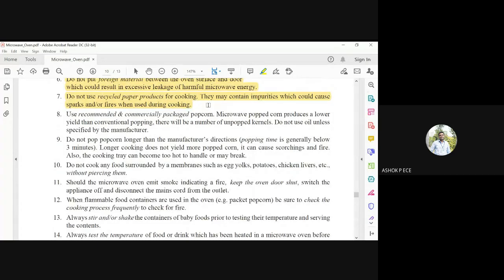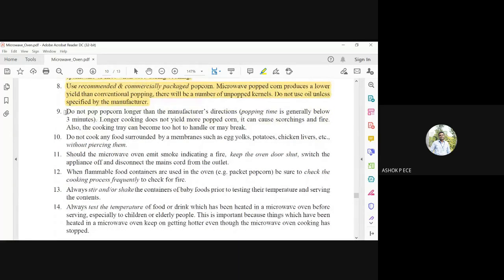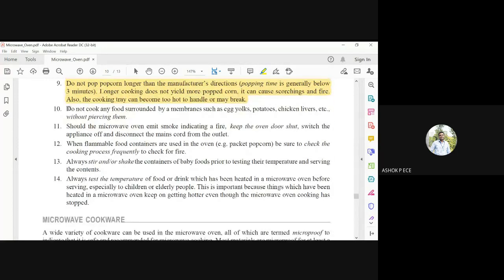Use recommended and commercially packaged popcorn, because it produces a lower yield than conventional popping. So do not use oil unless it's made by the manufacturer. Do not pop popcorn for longer than the recommended time, as there might be a chance it would catch fire. Do not cook any food surrounded by membranes such as egg yolks, potato, chicken, or liver without piercing them. So you have to pierce them and cook, otherwise it will not get cooked properly.